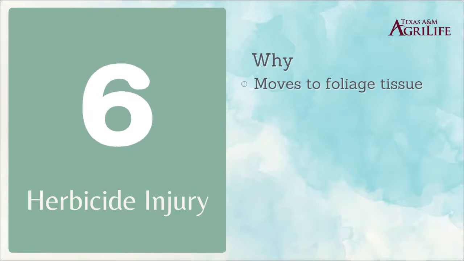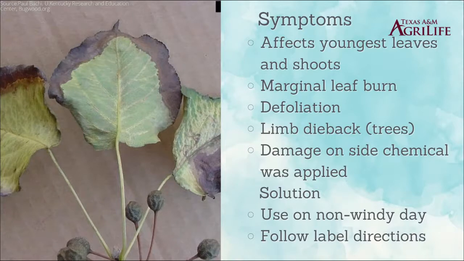Contact herbicides act systemically, so they affect every part of the plant. Symptoms, that's a long list. It affects the youngest leaves and shoots first, so that can be an identifier. And if you're familiar, if there was an herbicide application, sometimes you'll only see damage on the one side where it was applied.